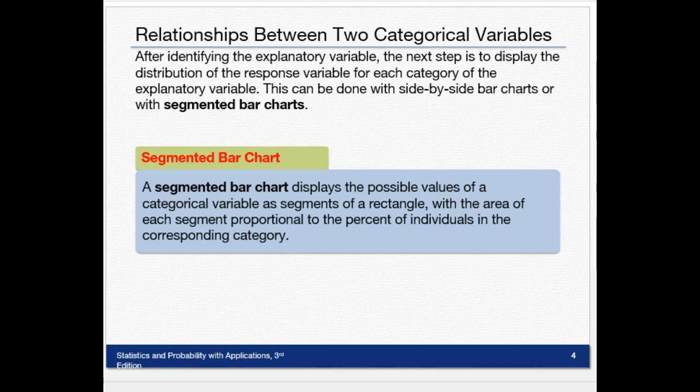Now, after you identify the explanatory variable, the next step is to display the distribution of the response variable for each category of the explanatory variable. This can be done with side-by-side bar charts, or what we call segmented bar charts. A segmented bar chart displays the possible values of a categorical variable as segments of a rectangle, with the area of each segment proportional to the percent of individuals in the corresponding category. All right, it's a lot of words, but it basically is two bars, okay? And we're going to walk through an example of this.